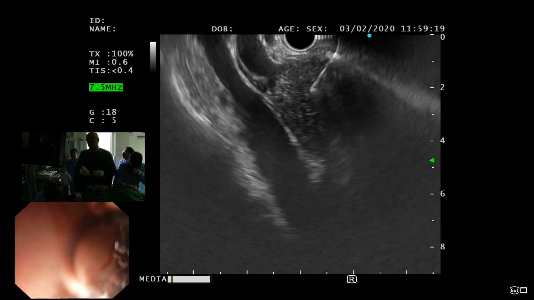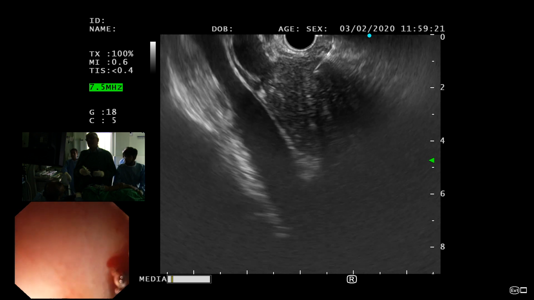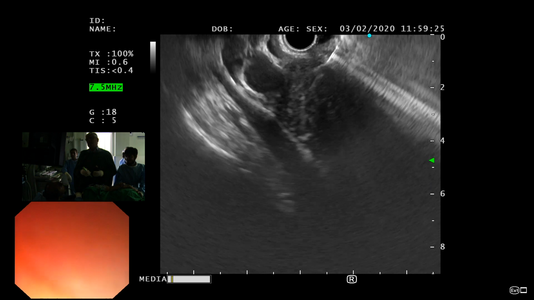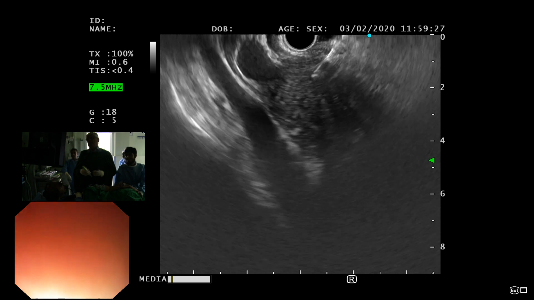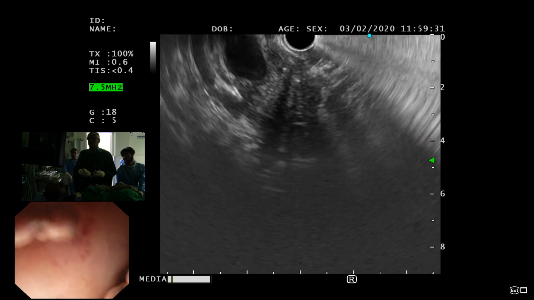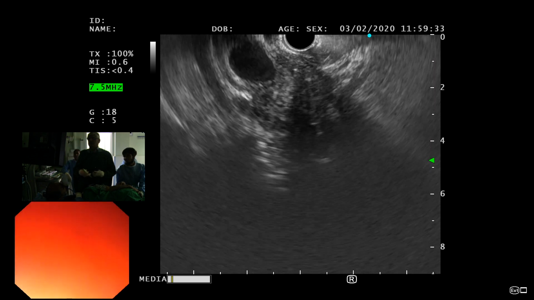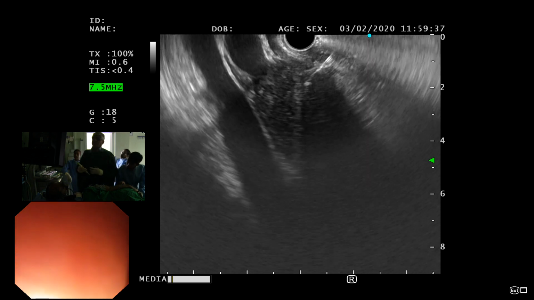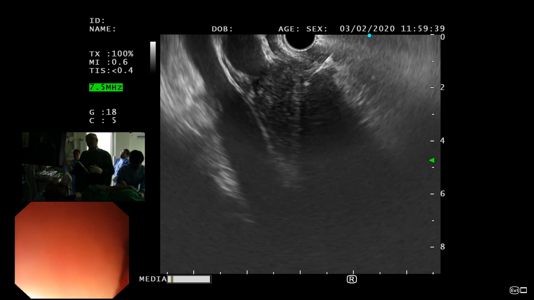So I do exactly what Khalid was doing, trying to change, going a little bit slowly with the FNB needle. Once you start doing those enough, you get this feel. You know the tissue is coming into the needle. It's like a very subtle cracking sound, when you can't see the needle, I mean feel.